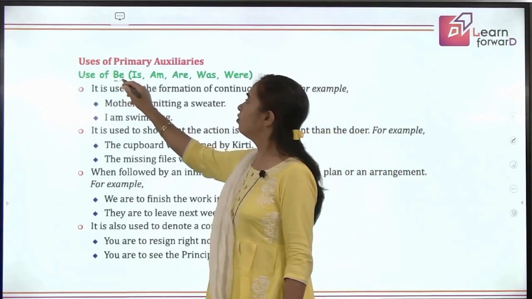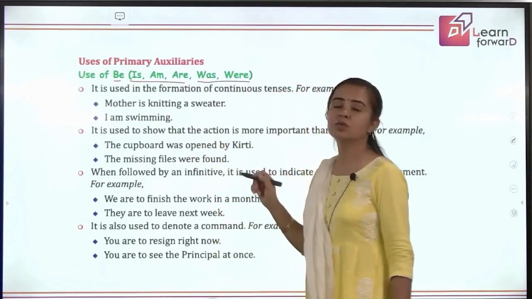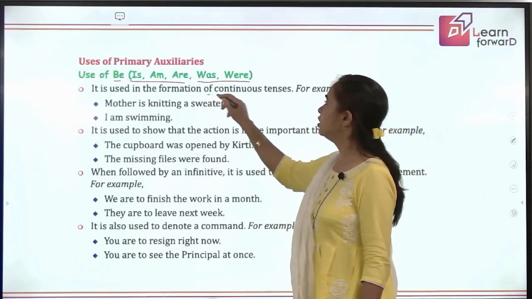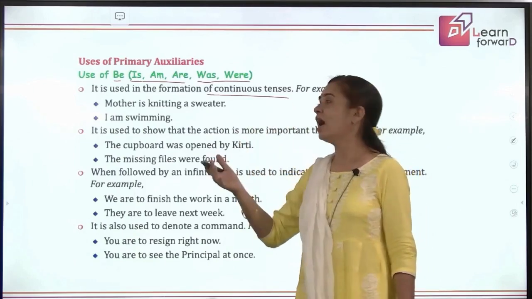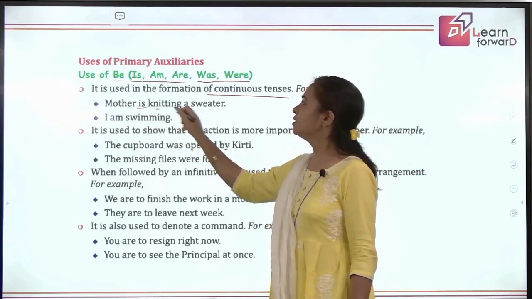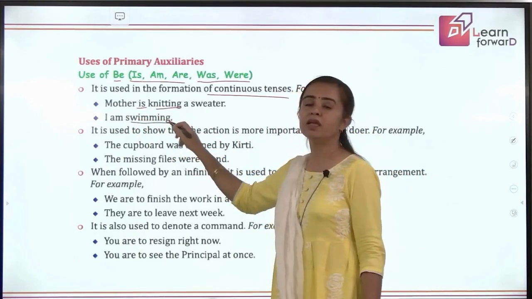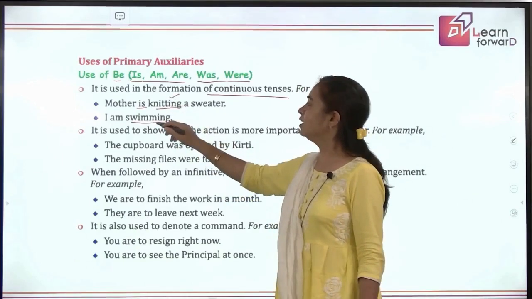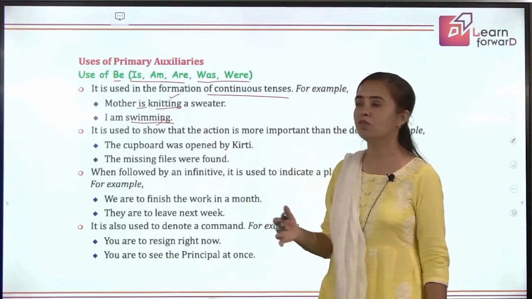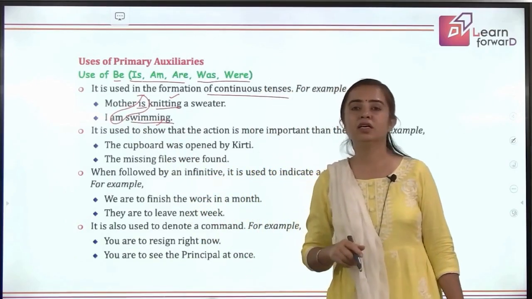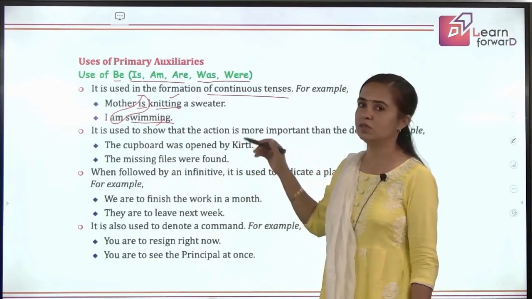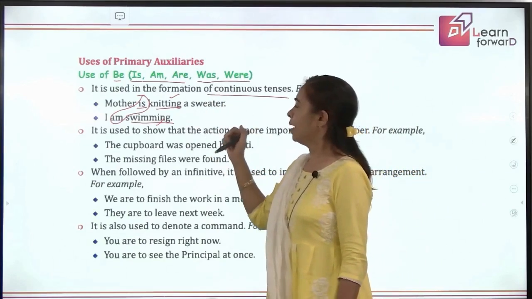What is the use of be form? That is, are, am, was, were. First use is in the formation of continuous tenses, like we say be form and then the ing form of verb. Mother is knitting a sweater. I am swimming. So in these sentences, knitting, swimming, these are the main actions, main verbs, and is, am, they are helping in completing the structure of verb in continuous form. So these are primary auxiliaries.